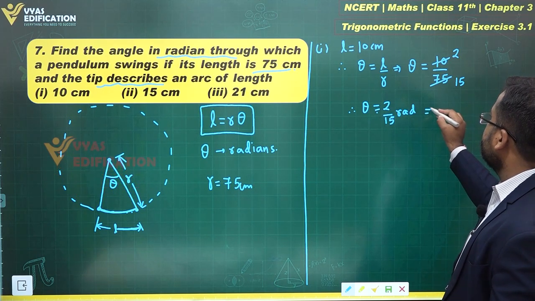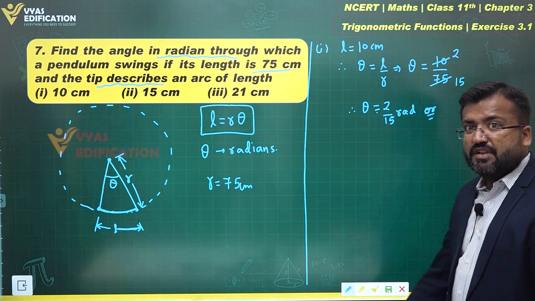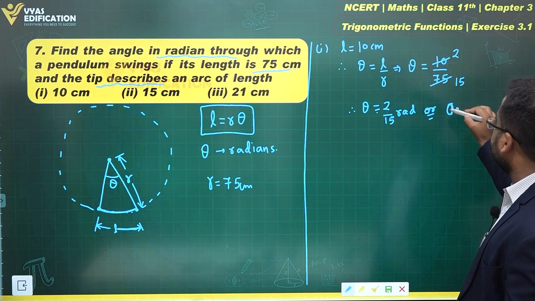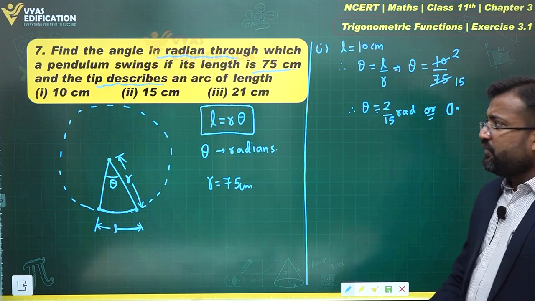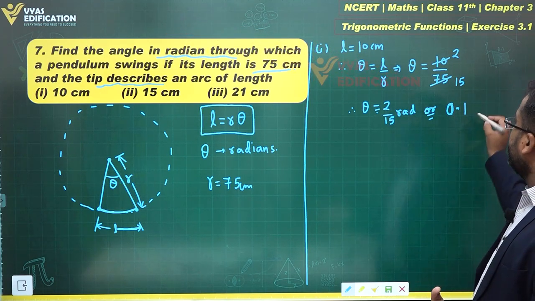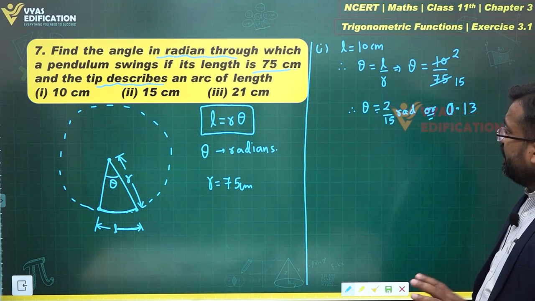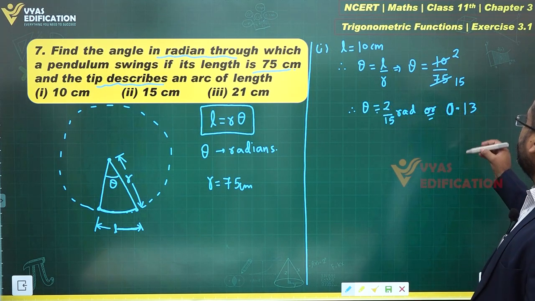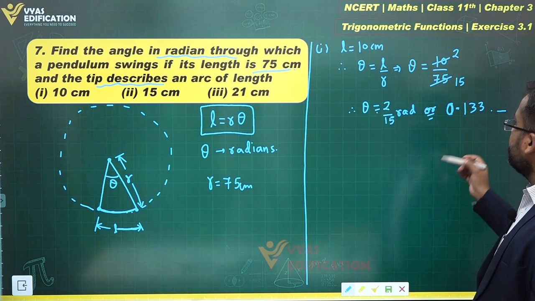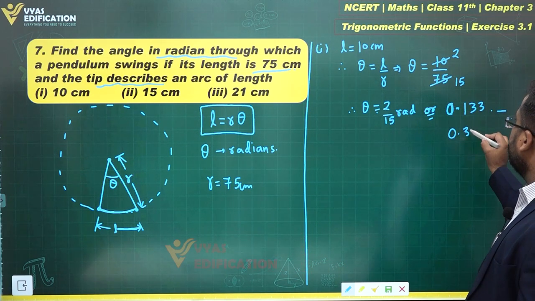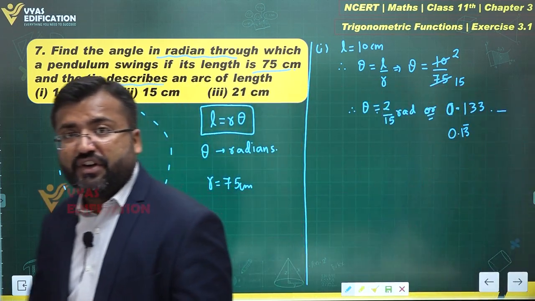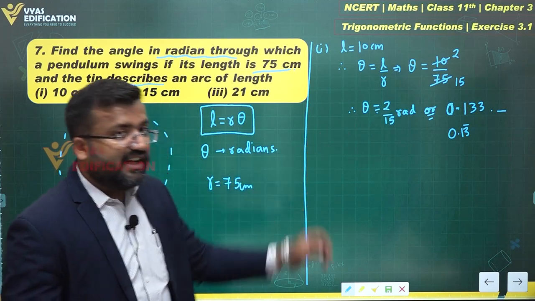Or in terms of decimals, if we divide 2 by 15, we get 0.133 and so on. This is 0.13 bar radians, right? That's the value in terms of radians, or you can simply say 2 by 15 radians.